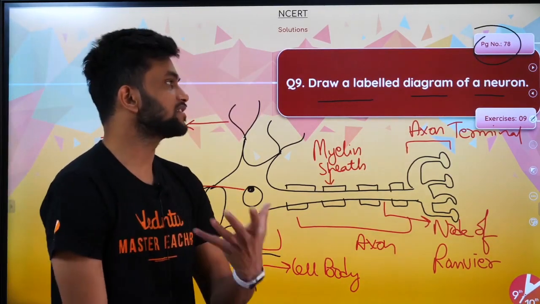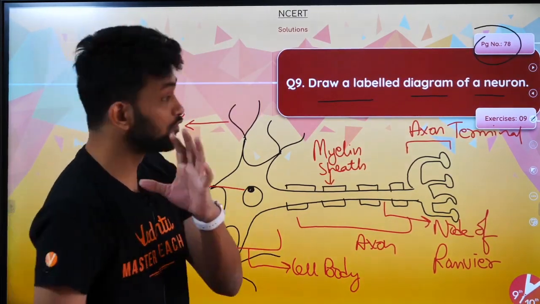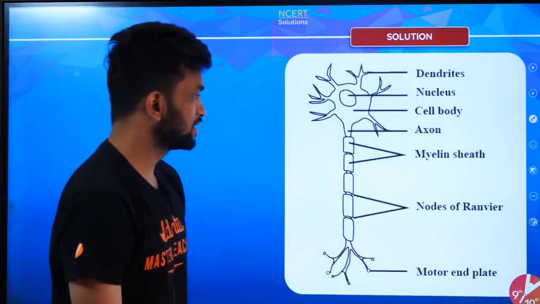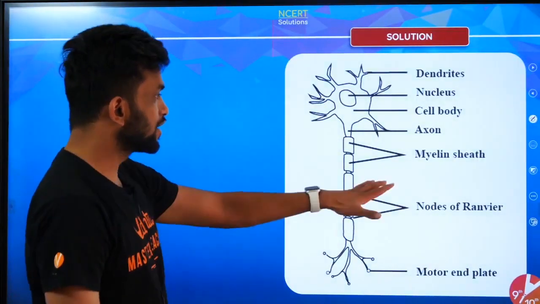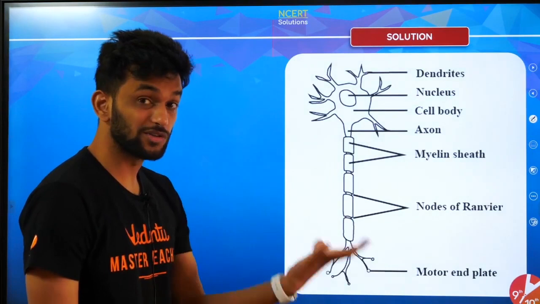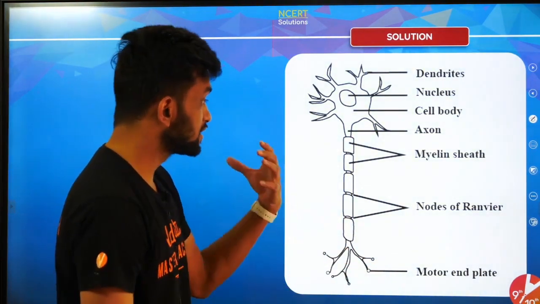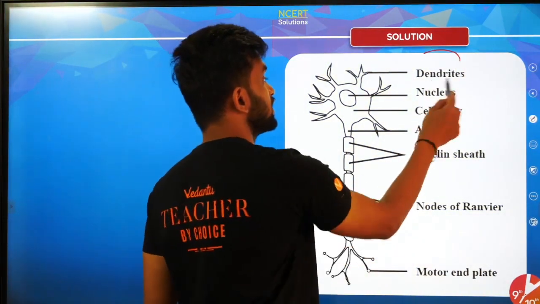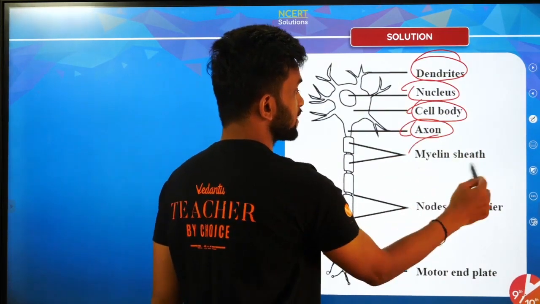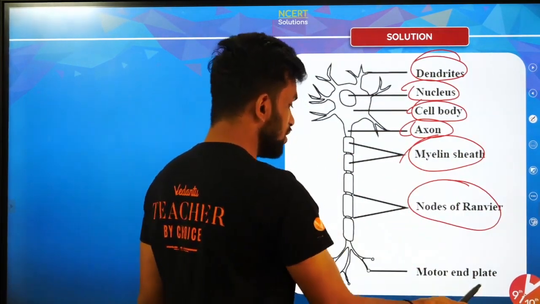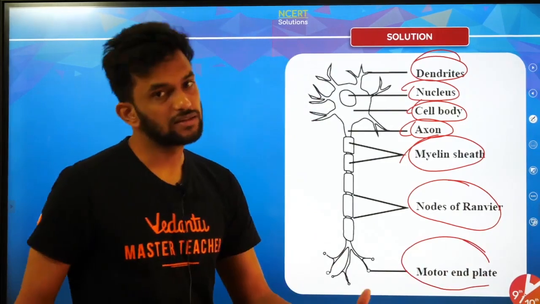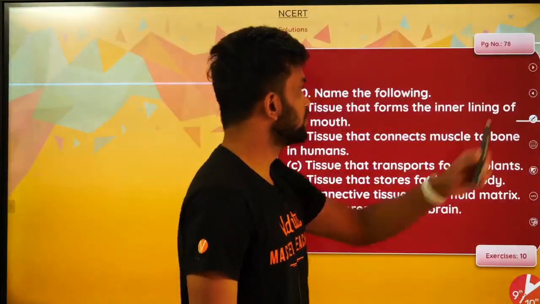Guys, practice more and more and you will get there. That is the key to drawing a good diagram. This does not look like mine, but mine is also good. We have marked everything: dendrite, nucleus, cell body, axon, myelin sheath, nodes of Ranvier, motor end plate, or you can also write nerve ending. Very good. Here's the next question.